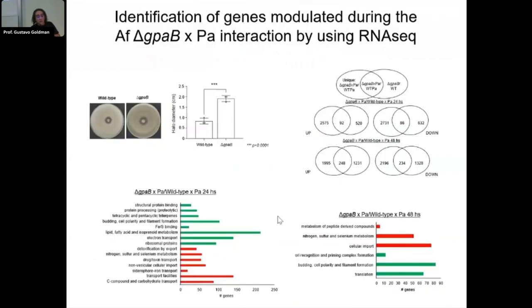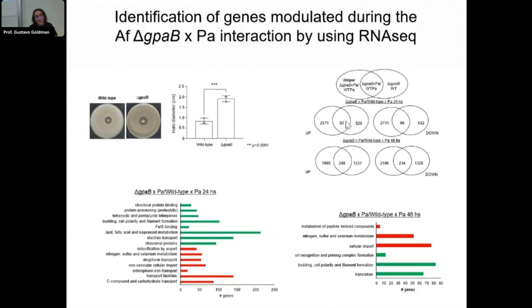And then what we did was the RNA-seq. We took the interaction, and that's a kind of complicated RNA-seq. What we normally do, we compare the wild type plus Pseudomonas with the biofilm formation of the wild type alone, and we do the same thing with the mutant delta GPAB plus Pseudomonas, and we compare that with the delta GPAB alone. Then we see which genes are specifically expressed during the interaction, not dependent on biofilm formation, and then we compare the mutant with the wild type.